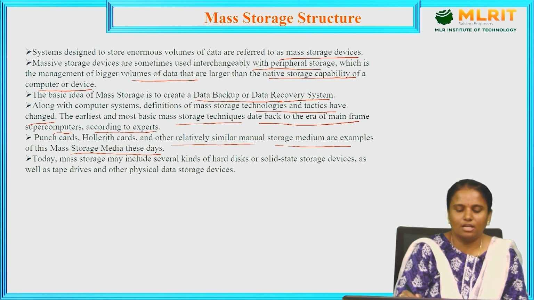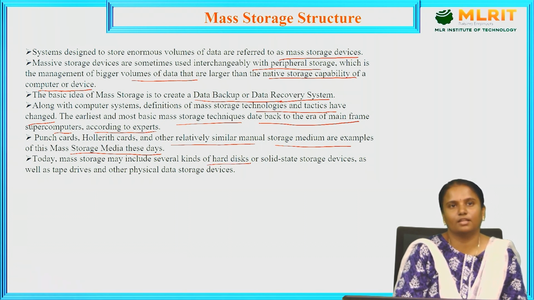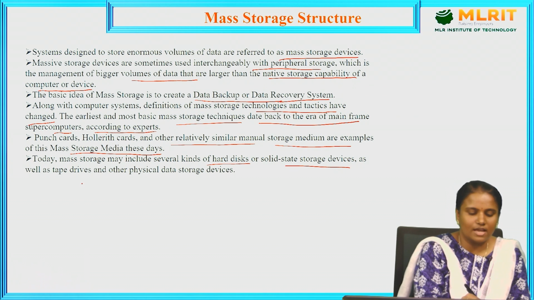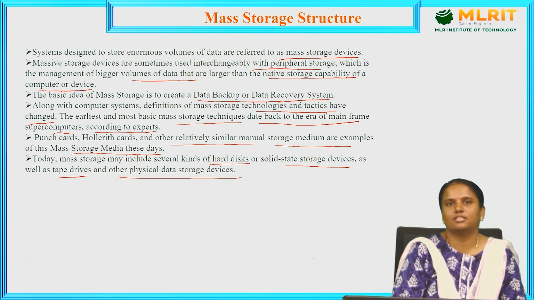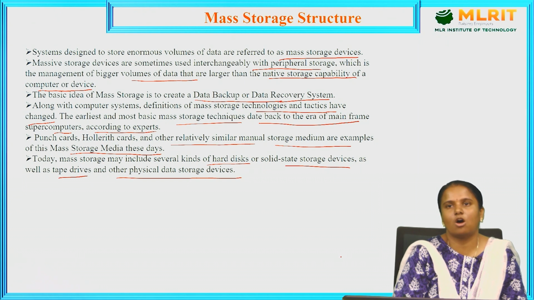Today mass storage may include several kinds of hard disks, solid state storage devices, tape drives, and other physical data storage devices. Hard disk drives store data which can be shared with other systems. Large data can also be shared with solid state storage devices. Tape drives are also used to store the required information, and other physical storage devices are also used to store data and information.